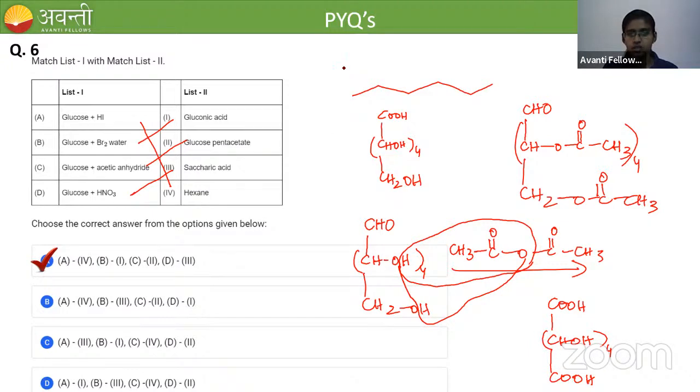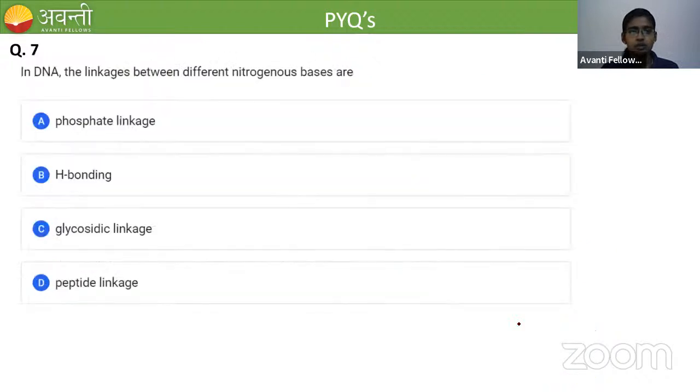This is your first compound, second compound, third compound, and this is your fourth. So these are the products you will get. Okay, so option A is the correct answer for this question. Now coming to question number 7.